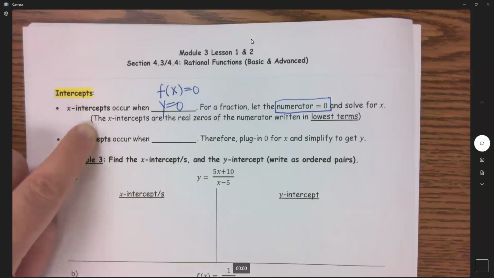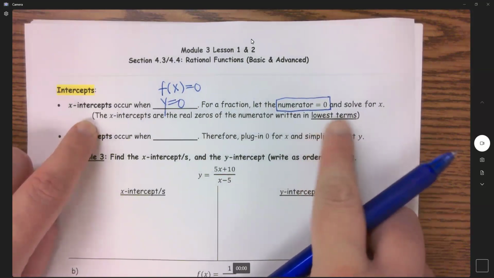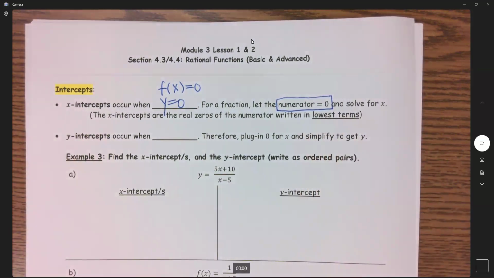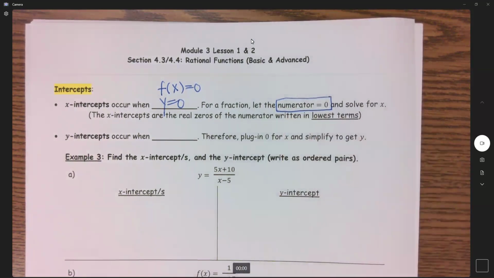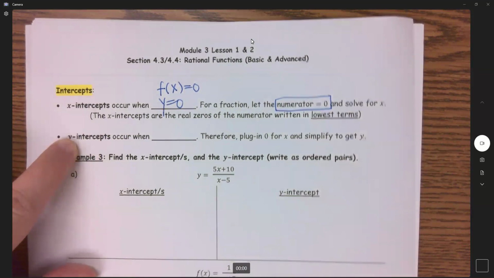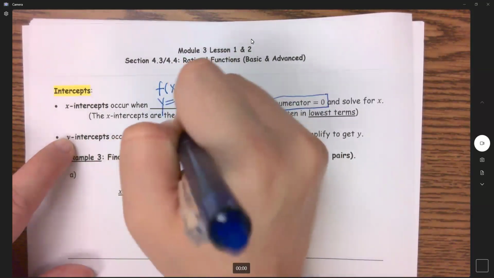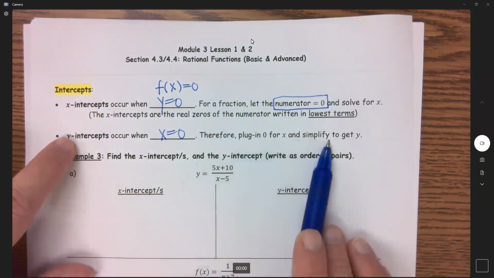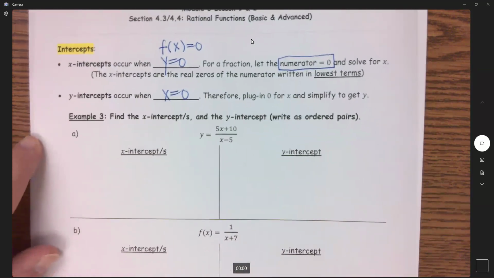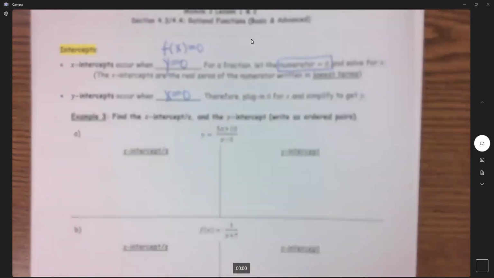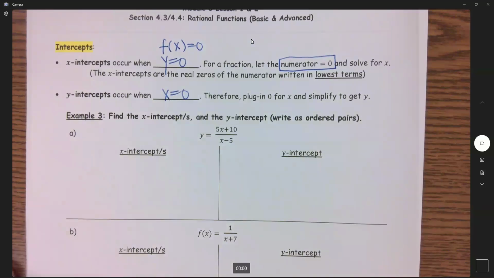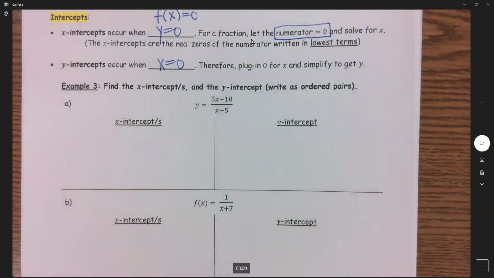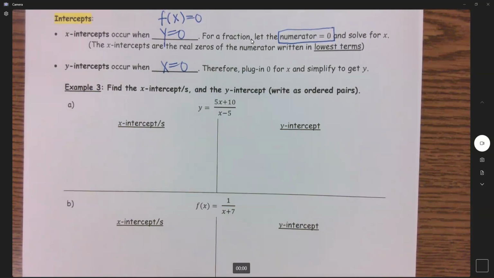It does say that x-intercepts are the real zeros of the numerator written in lowest terms. You do want to make sure you cancel anything out that you can before you set the numerator equal to 0. And then y-intercepts occur opposite, when x equals 0. So therefore, you're going to plug in 0 for your x and then simplify to get your y. So let's do these 3 examples as some practice. Find the x and y intercepts, write as an ordered pair.